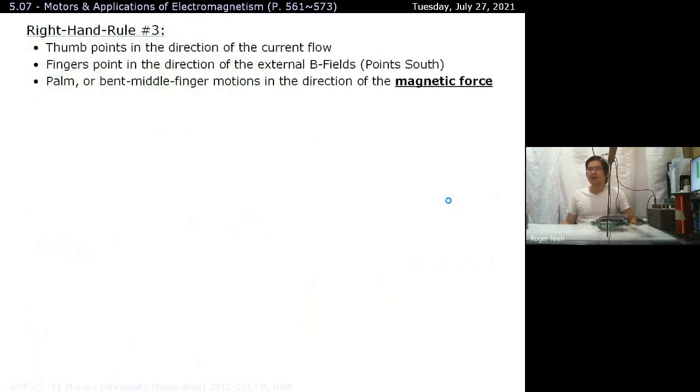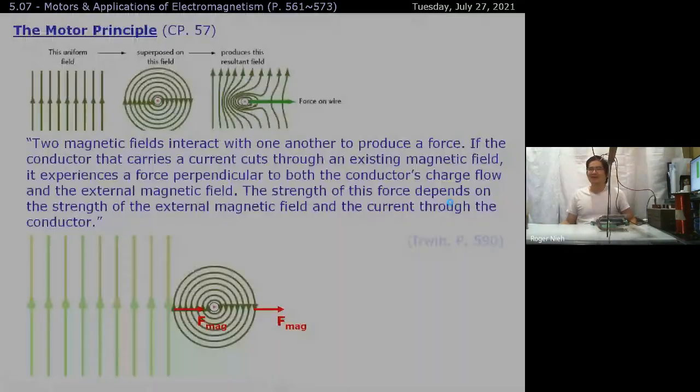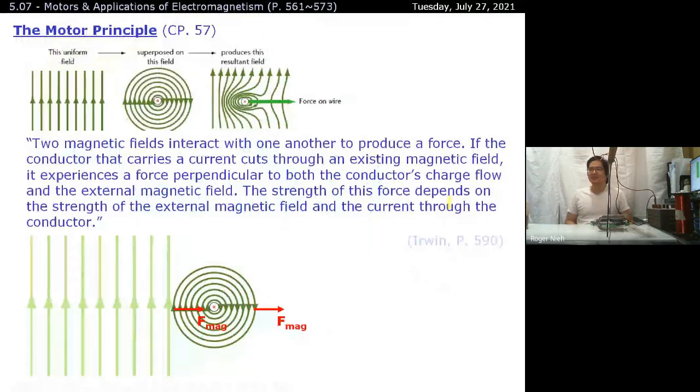Oh, I had it all animated out. Oh, well. What is it? Two magnetic fields interact with one another to produce a force. If the conductor that carries a current cuts through the existing magnetic field, it experiences a force perpendicular to both the conductor's charge flow and the external magnetic field. The strength of this force depends on the strength of the external magnetic field and the current going through the conductor. That is very true.